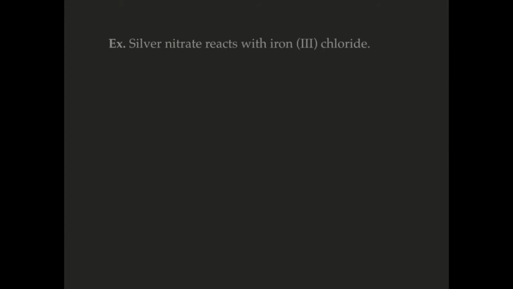In this case, I'm going to have silver nitrate reacting with iron chloride. So silver nitrate would be AgNO3. It's going to react with iron 3 chloride, so FeCl3. And that's going to produce, remember, innies and outies. So I'm going to do my outies first.